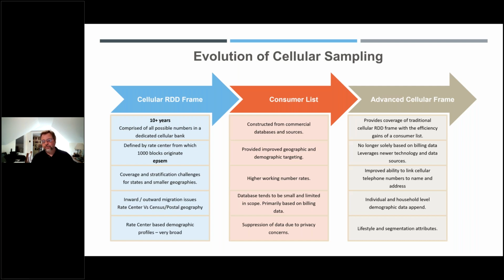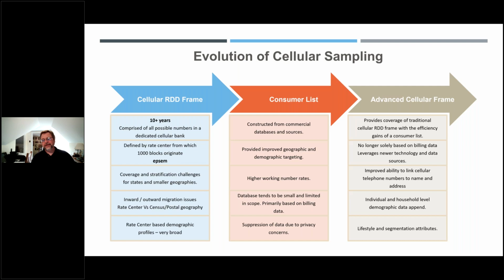The other problem with the cellular RDD frame was the fact that people move and take their cell phones. So you have people who have moved out of your target geography, and you have people that have moved into your target geography. And the problem with the traditional RDD frame is it couldn't identify that migration. And so it caused some undercoverage in terms of excluding the inward migration, and it caused some data inefficiencies because you were contacting people who have since moved out of your target geography.